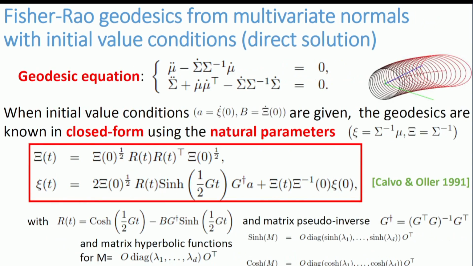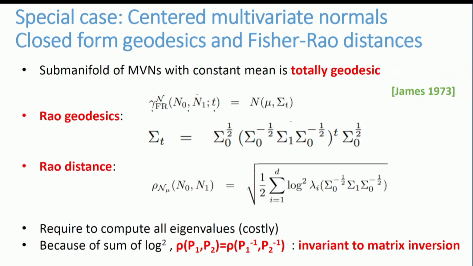Even more. So the direct solution without increasing the dimension was done by Calvo and Oller in 1991, but also with initial condition, not with boundary condition. Here you can see that you have matrix hyperbolic sine and matrix things. So I leave it here. You can program it because everything is written out. And then you have the matrix pseudo-inverse here somehow. But this was also known in 91.